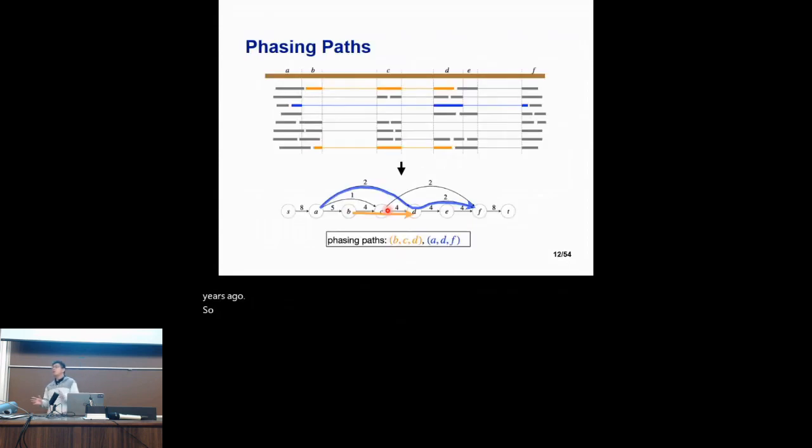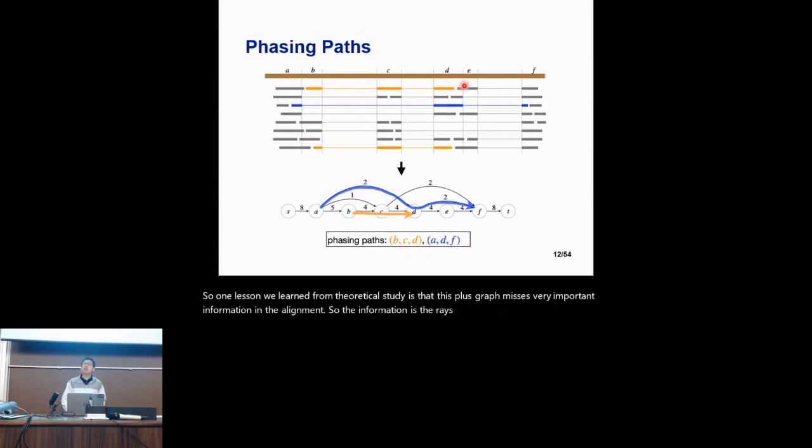One lesson we learned from the theoretical study is that the splice graph misses very important information in the alignment: the reads that span multiple vertices. Like those two orange reads, they span vertices B, C, and D, and this blue one spans vertices A, D, and F. Such reads are not rare because many exons are quite short, less than 50 base pairs. So even short-read RNA-seq data may have many reads that span more than two vertices, and those reads cannot be directly modeled by the graph. A graph can only build a connection between two vertices.